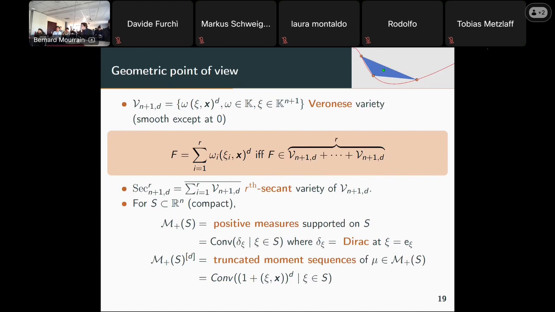Why do you put measures? I mean, it's not a definition. Yeah, it's a notation. Measures are defined as well in the classical way in analysis, for instance Lebesgue measures. And when you have measures, you can look at what is called the Riesz functional, which associates to a measure a linear functional. And we represent this linear functional by its moments.